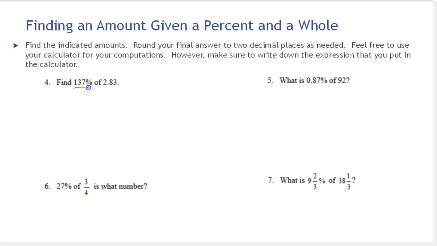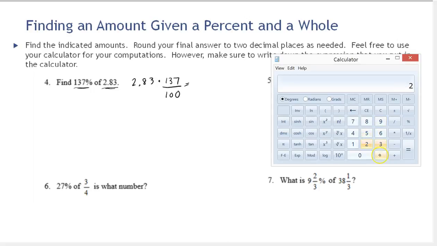Find 137% of 2.83. So this is my percent, this is my whole, and I want to find the amount that's 137% of 2.83. So 2.83 times, I'm going to write 137 over 100, and I'm going to multiply across.